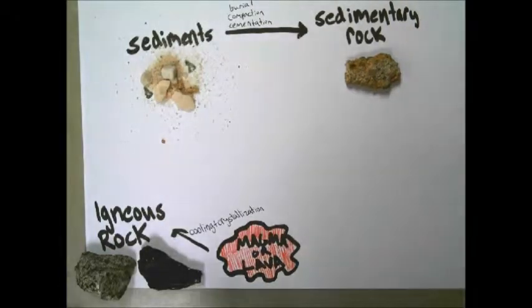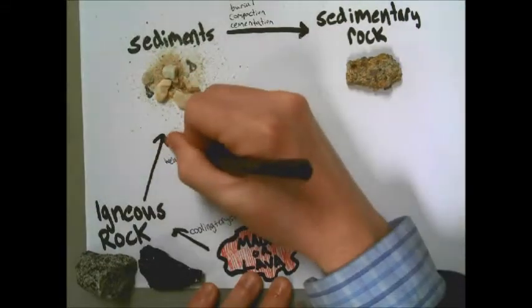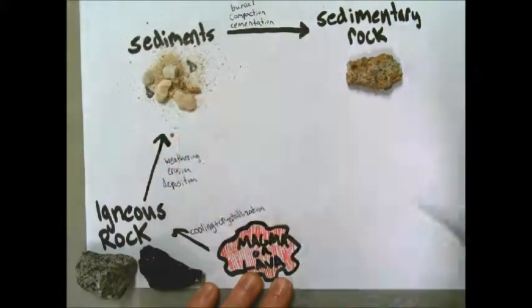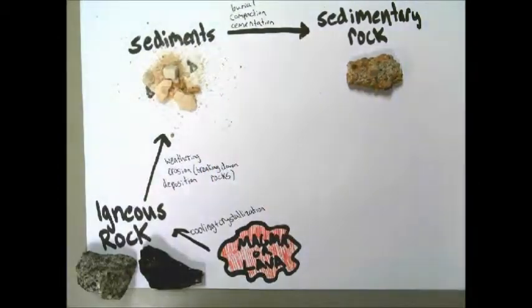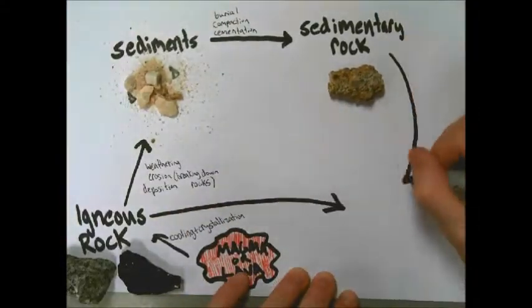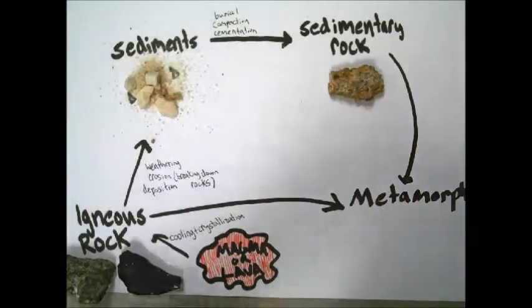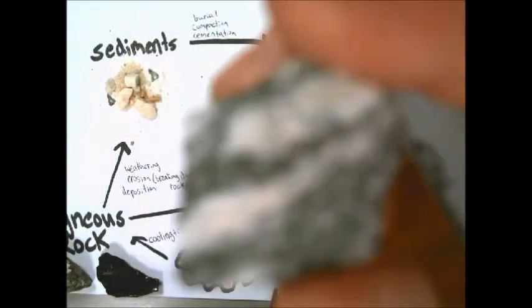Now, all those rocks can be broken down into sediments. So igneous rocks can be broken down into sediments, and we'll see later on that sedimentary rocks can be broken down into sediments. Now, you take either of those two rocks, and they can turn into what's called a metamorphic rock. A metamorphic rock, meta means change. It's a rock that's formed from another type of rock.